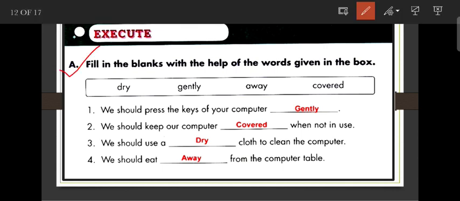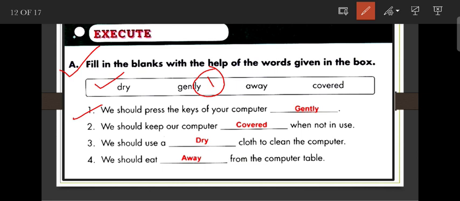Number one is fill in the blanks. Fill in the blanks with the help of the given words. The words are dry, gentle, away, covered. You need to use these words. So first is number one. We should press the keys of your computer gently. Gently is number one.